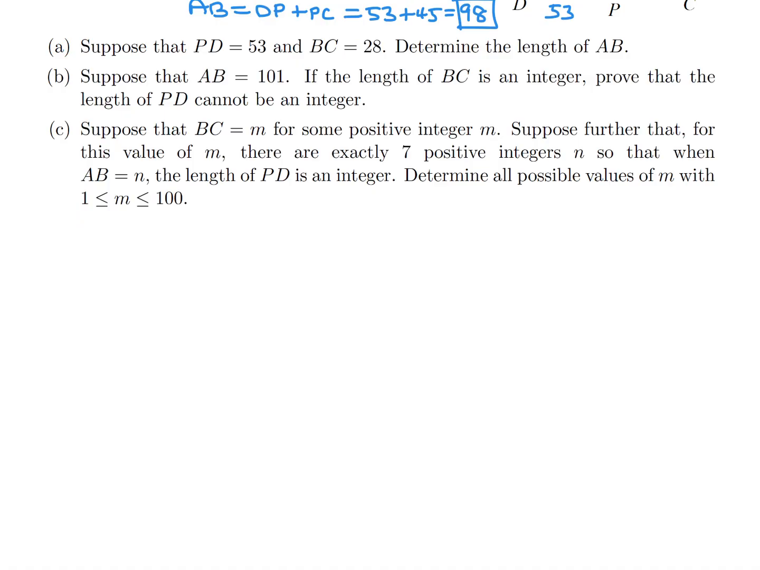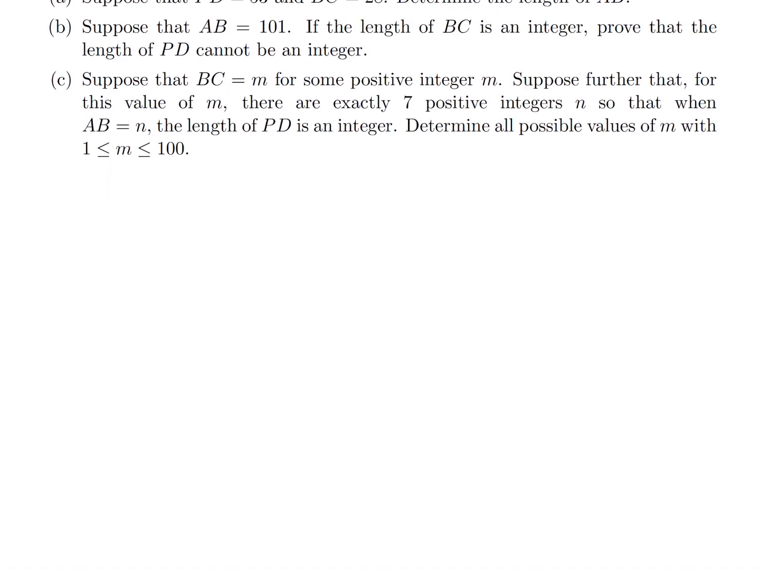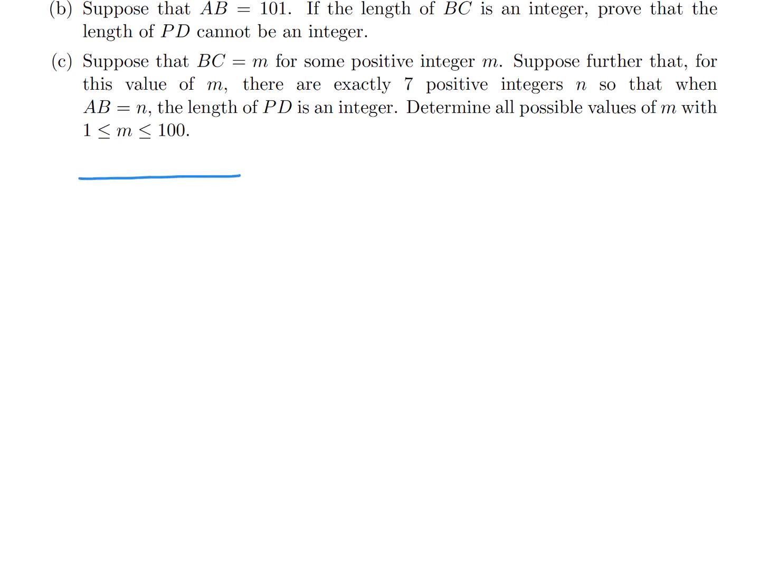Suppose that AB is 101. If the length of BC is an integer, prove that PD cannot be an integer. So let's draw this diagram again. And we have, this is the same as that, right? So let's just say that's x and that's x. And this is y, this is z, and this is 101, which is AB. Where this corner is A and that corner is B. Okay, I think that should be good enough.